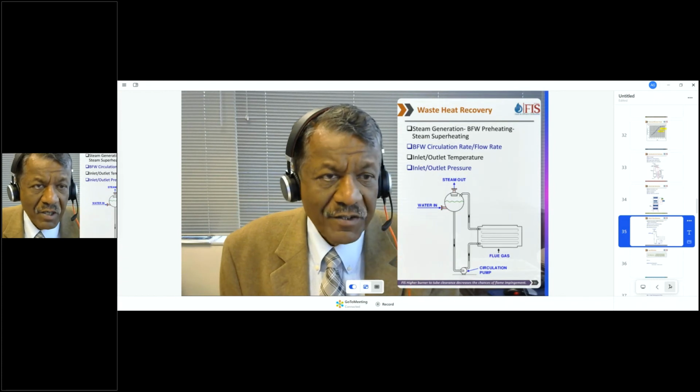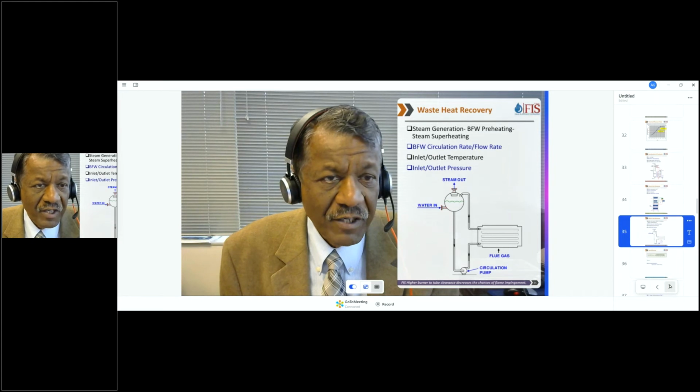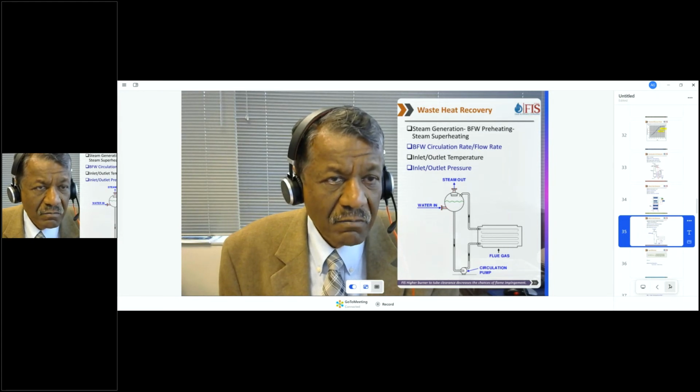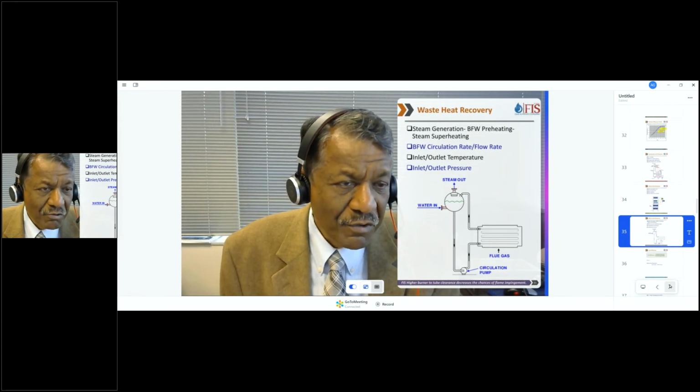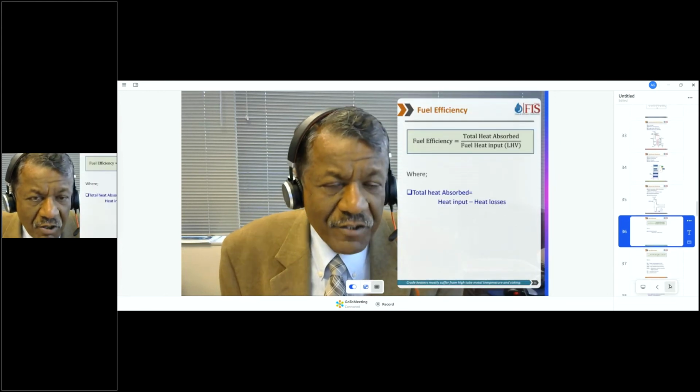So that's the same thing we have been talking about, waste heat recovery. We can have, this is a forced circulation system. We can have a natural circulation system. So let's talk about fuel efficiency.